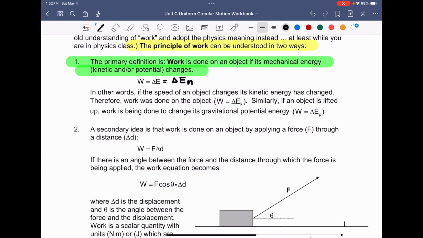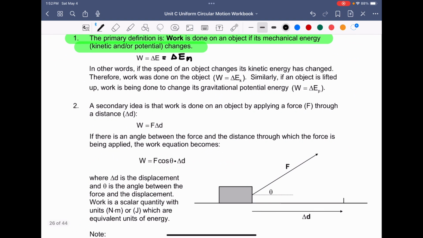And then in the note below, we look at this and say, okay, if work is that change in mechanical energy, then it must be that work can either be defined as a change in kinetic energy or a change in potential energy throughout some sort of system.